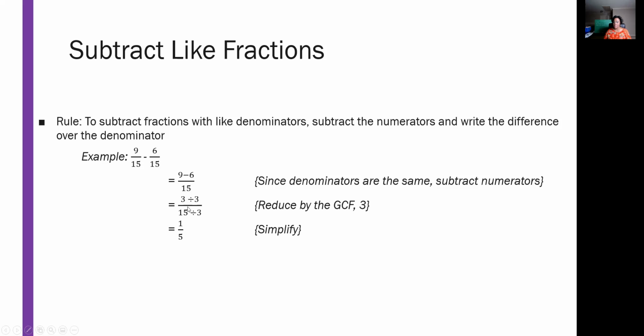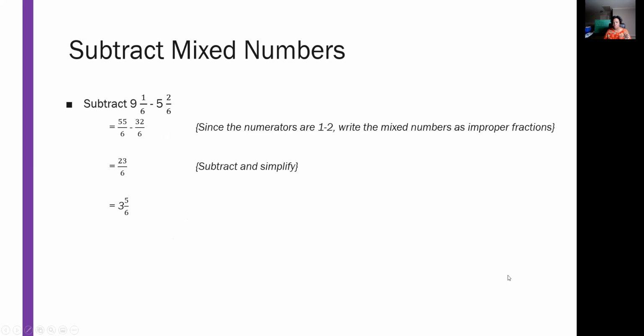But now this is not in its lowest form. It's not simplified. To simplify this, we're going to find the greatest common factor that will go into 3 and 15. You have to do the same to the numerator as you do to the denominator. You have to use the same greatest common factor for both numbers. So 3 divided by 3 is 1, and 3 goes into 15 five times. So it's 1/5. It's simplified. There's nothing else you can do to that. It's as simple as you can get it.